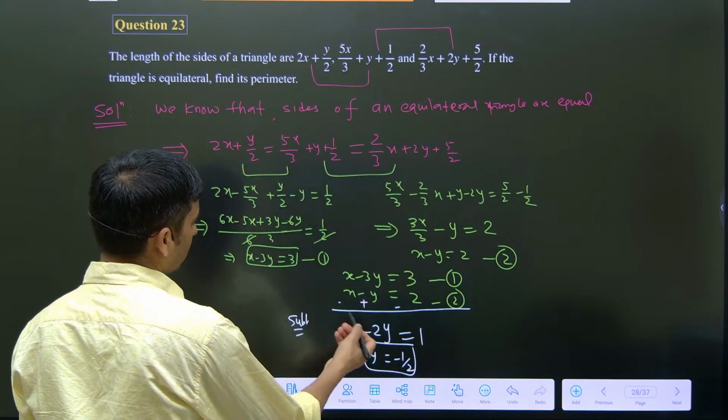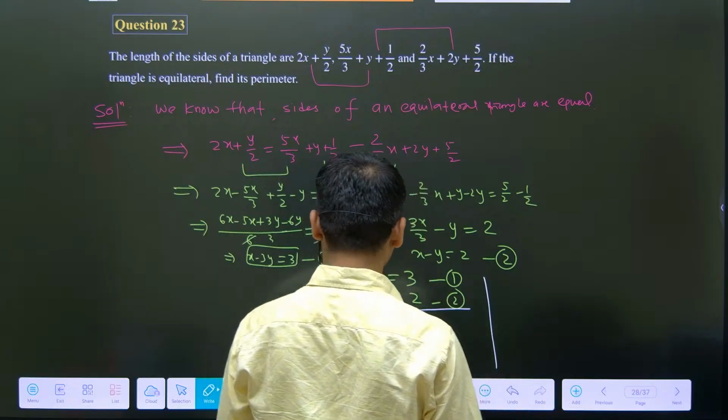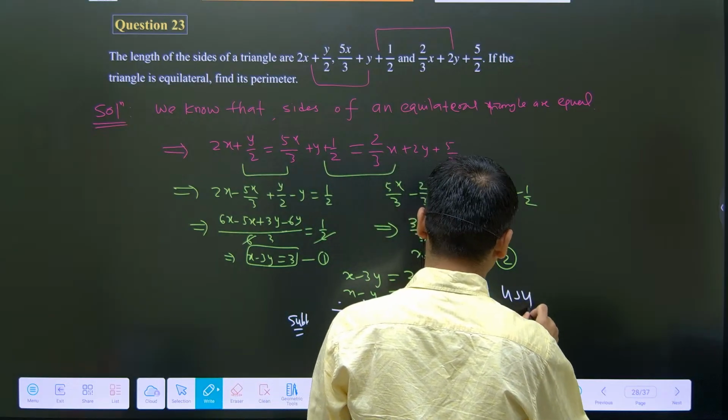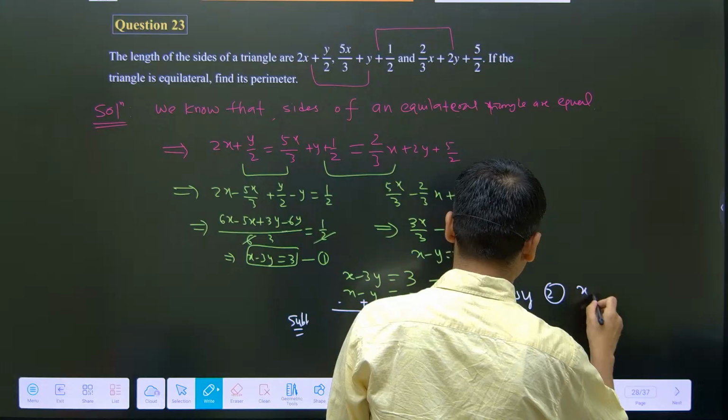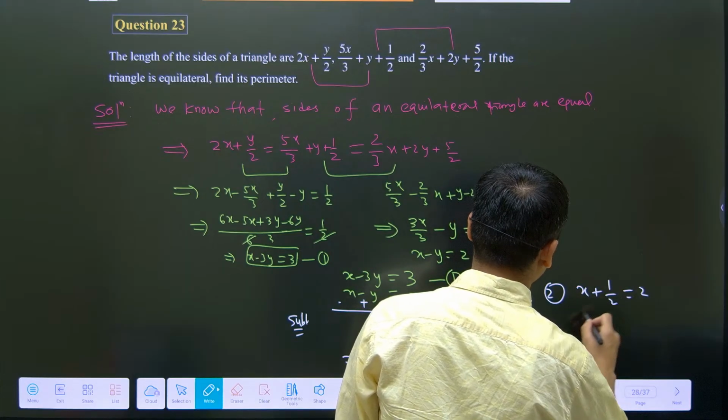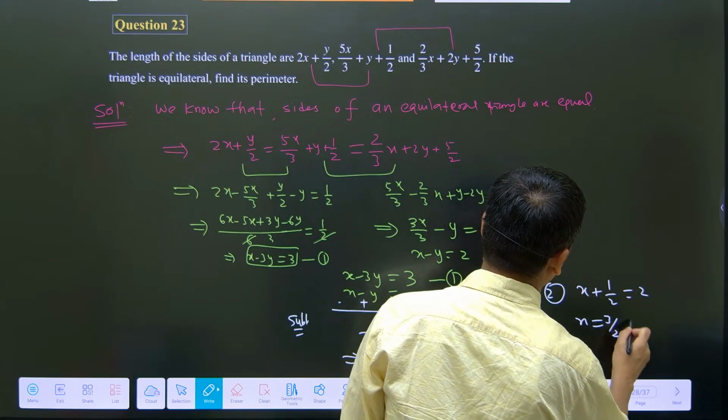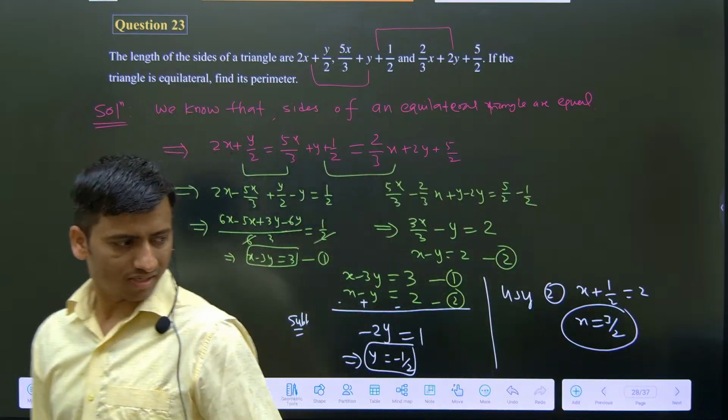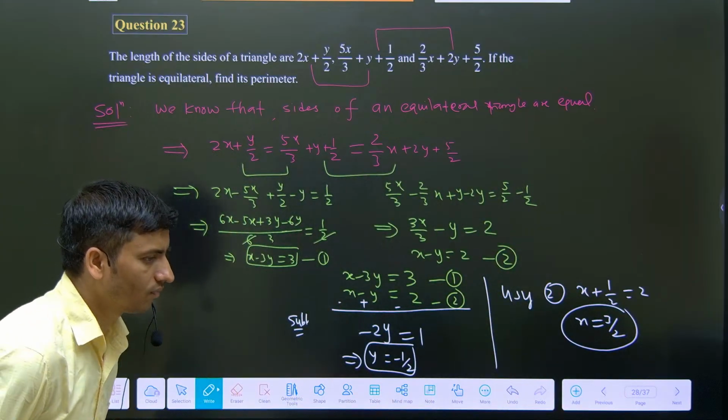And if y is negative 1 by 2, you can use another equation to get the value. Using equation number 2, x plus 1 by 2 is equal to 2. So x will be 3 by 2. Now remember that, you can check the calculation. Oh, we are getting different values.